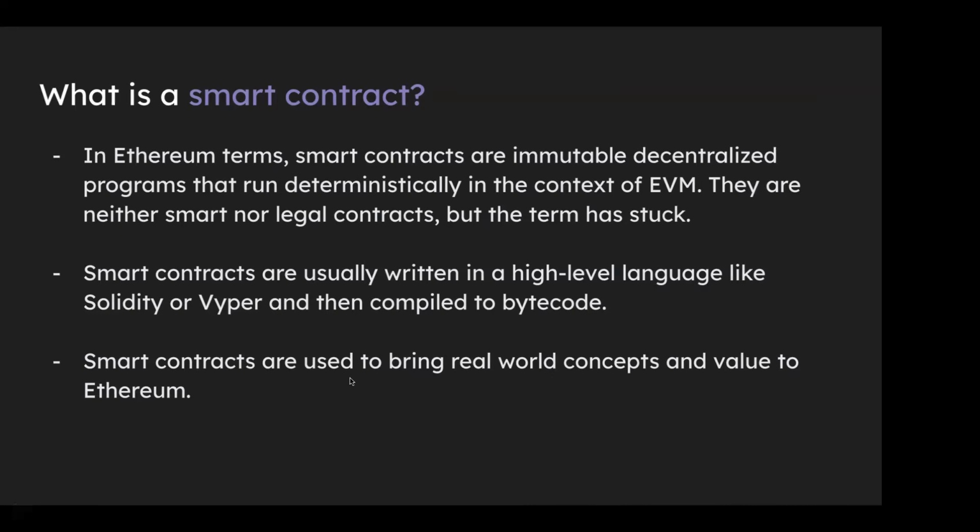Smart contracts are used to bring real-world concepts and value to Ethereum. This statement means that with smart contracts, you can code whatever you want. If you have an idea, you can implement it with smart contracts. And a lot of real-world concepts like finance were brought to Ethereum, but from a different perspective, because you have to adapt the programs for Ethereum. So traditional finance became decentralized finance, for example.